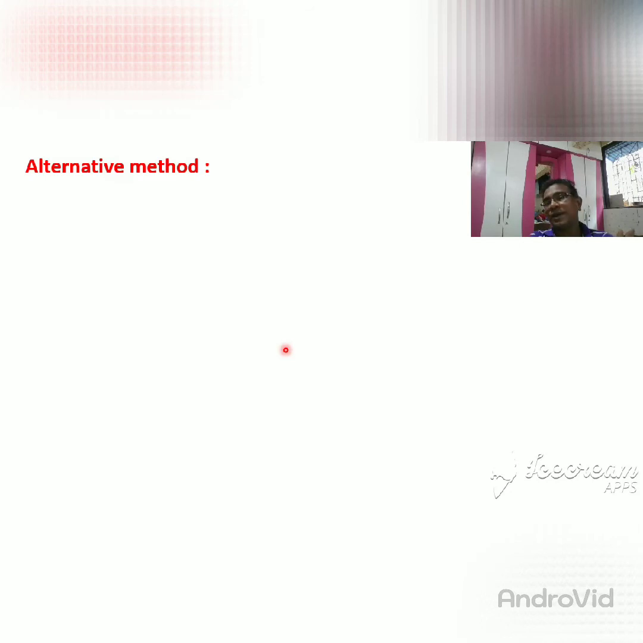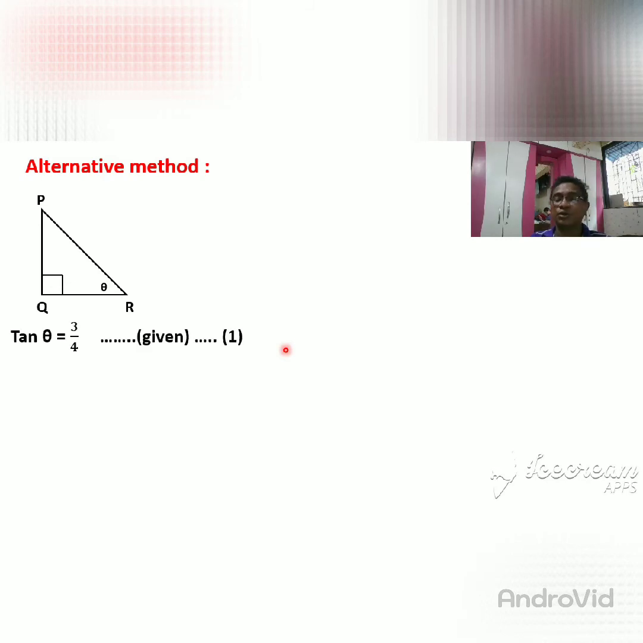The second problem is also solved by identities, but in the second problem I will show you an alternative method, which is solving by the PGT theorem. So first we draw the diagram. This is the PQR triangle. Then tan theta is given to you as 3 upon 4. Tan means opposite over adjacent. PQ is opposite, so PQ is 3 and adjacent QR is 4.